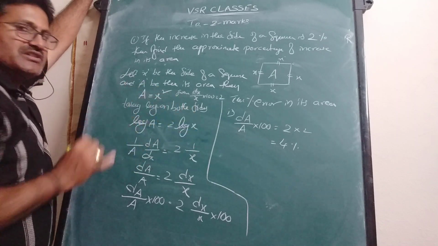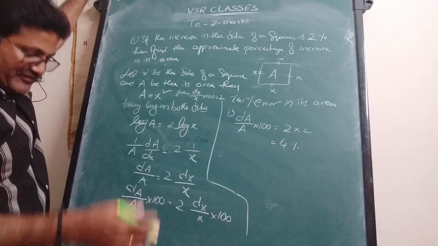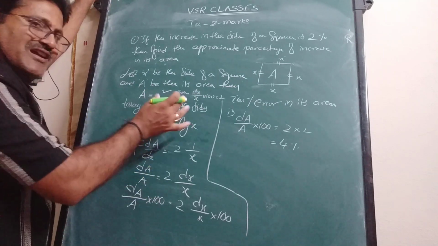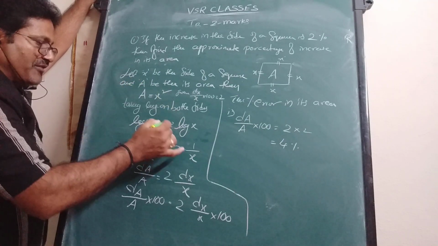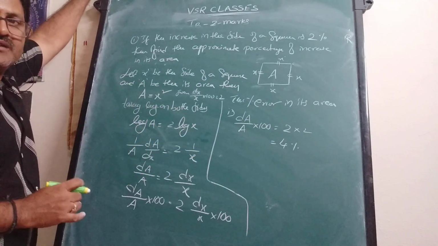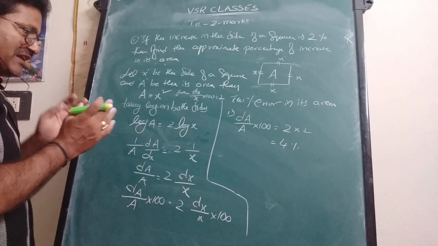Taking log on both the sides. This is the easy way. In your textbook something is given, but by taking logarithm it is very easy. Take log A is equal to 2 log x. Okay? When he is asking the relative error or percentage error, it is better to take log.